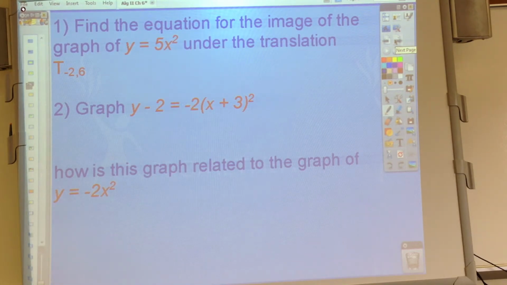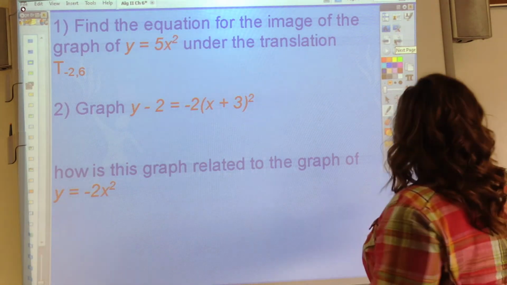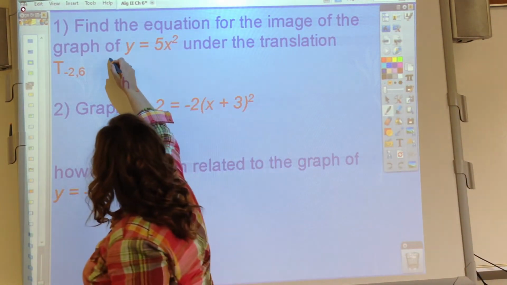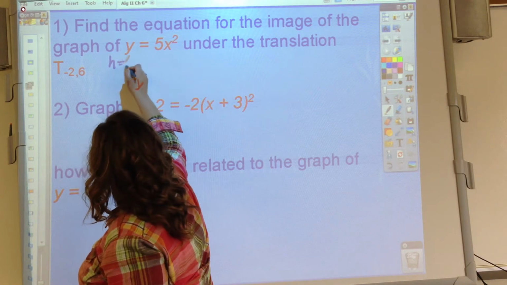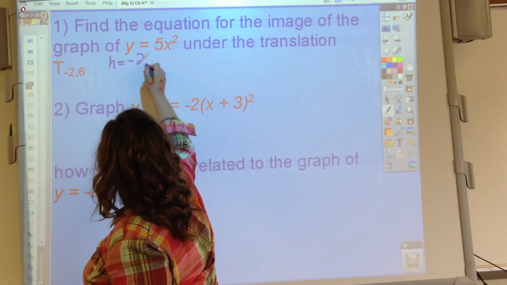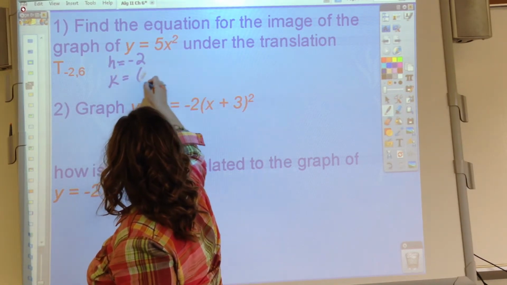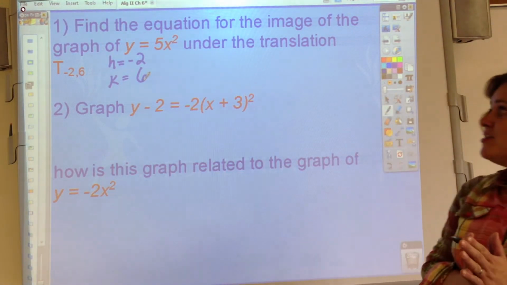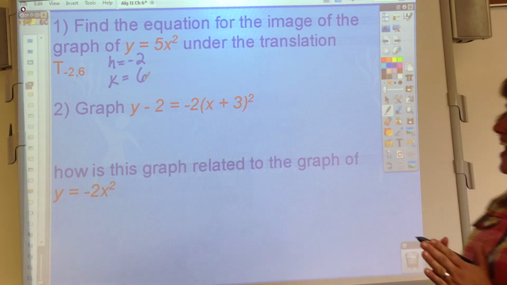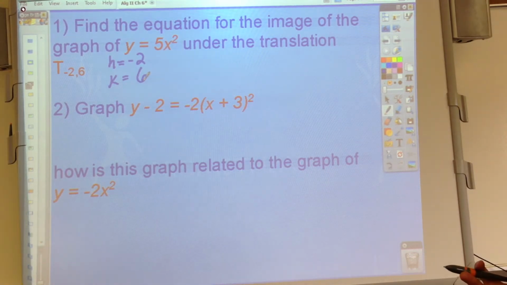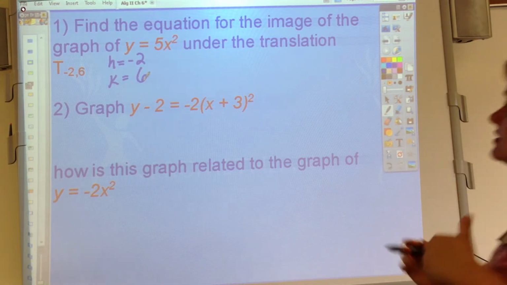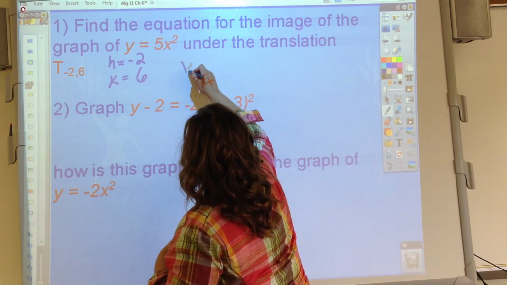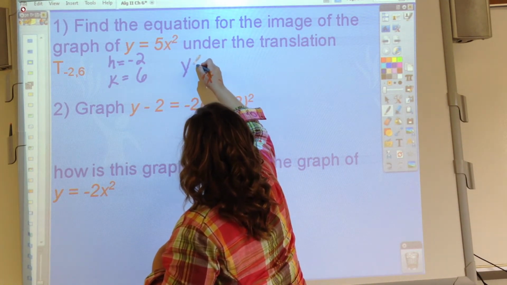we are going to find the equation for the image of the graph y equals 5x squared under the following translation. Hopefully you remember from your previous slide that we can tell that h is -2 and k is 6. That means that if I apply a translation that shifts x 2 to the left and up 6, I would have the following equation.